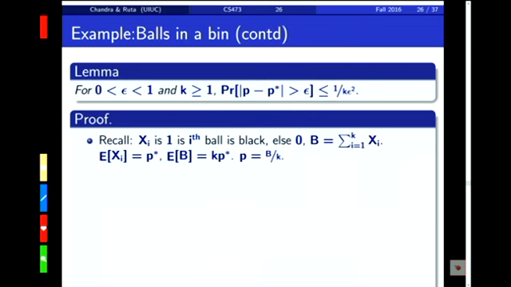So if I draw k balls, then I claim that for any epsilon, the probability that my estimate is off by more than epsilon is bounded by 1 over k epsilon square. I'm going to prove it through Chebyshev. This is a much, much stronger statement than the previous statement.